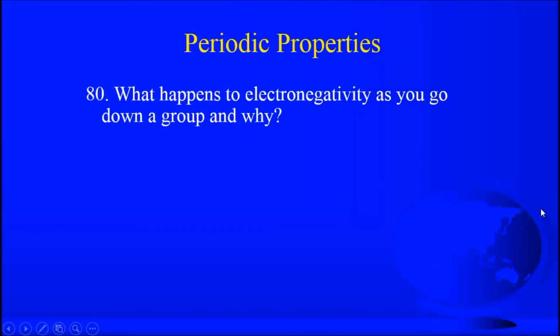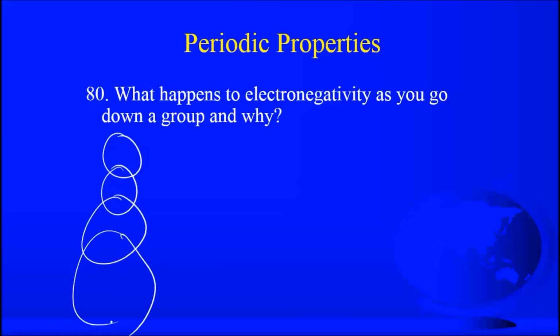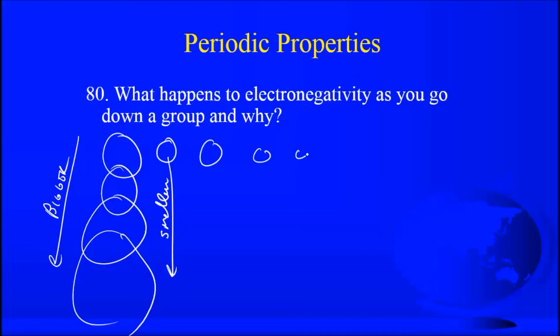Okay. So, what happens to electronegativity as you go down a group? Well, what happens to the size? As the atom gets bigger, the opposite is true. So what happens to electronegativity as these nuclei get bigger and the atom gets smaller? It gets larger.